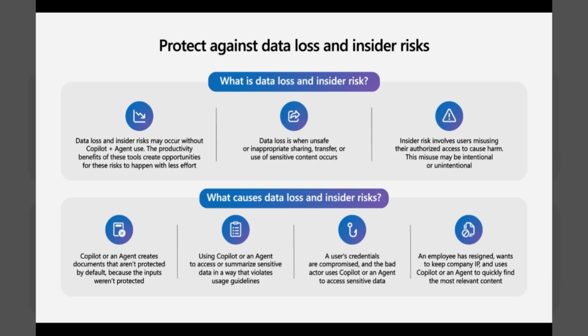The third is a user's credentials are compromised, and the bad actor then uses Copilot or an agent to access that sensitive data. Again, if that user's creds are compromised, now they've got access to that user's documents. That should make sense. And then last is if we have an employee that has resigned and wants to keep company IP, and they use either Copilot or an agent to quickly find the most relevant content. So, as we know, the power of Copilot to be able to go get a quick summary of all the documents that are important to us on a specific topic makes life very easy here.